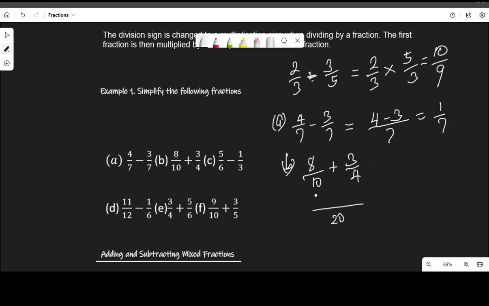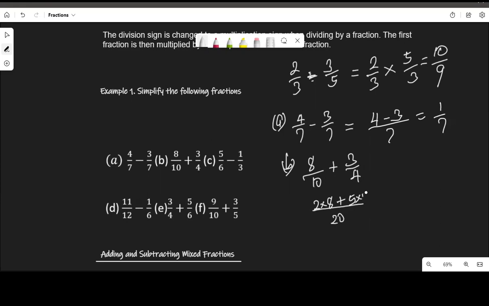20 divided by 10 is 2. We multiply the answer, that is 20 divided by 10 is 2. That 2 we multiply by 8. We have 2 times 8 plus 20 divided by 4 is 5. We multiply that 5 by this 3.